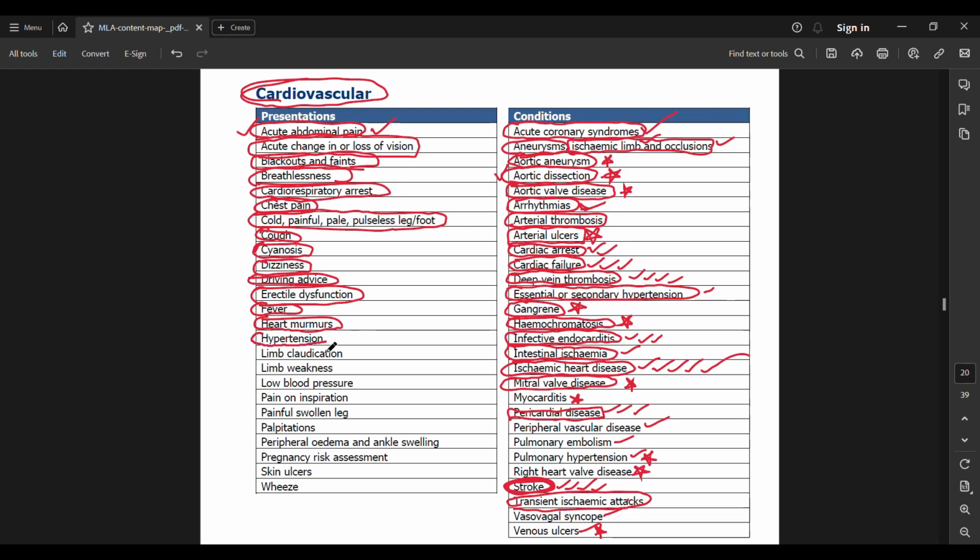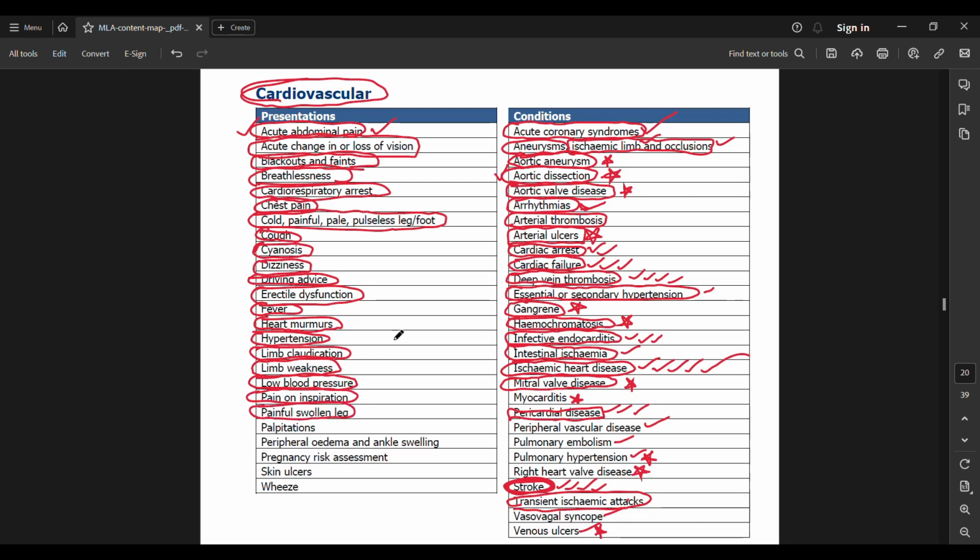Next, you have hypertension. So you may have to advise a patient, counsel a patient, tell them about their medication, or even diagnose them for the first time. Next, you have limb claudication, maybe a part of DVT, limb weakness. You've got your arterial thrombosis, you've got your ischemic limb, you've got your stroke. Next, you got low blood pressure, maybe orthostatic hypotension, maybe postural hypotension, right? Or vasovagal syncope. Next, you have pain on inspiration, okay? Remember that in pericarditis, you may actually get this kind of pain. Next, you have painful swollen leg.